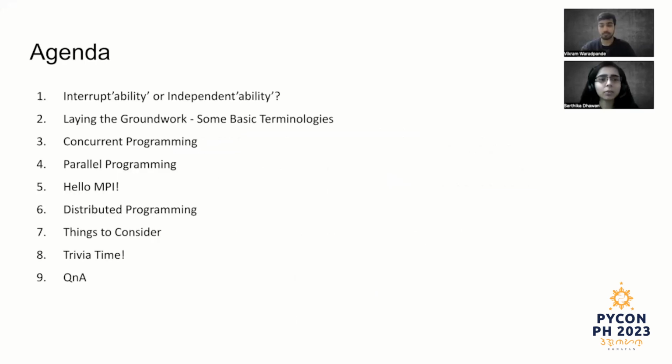Now, let's talk about the agenda. We will start with a quick discussion on the key differences between concurrent and parallel programming, followed by a detailed discussion on the crux of our presentation, that is MPI, and how to use it in Python. We will also discuss MPI for both parallel and distributed programming along with some examples. And then a quick glance at things to consider while writing parallel code and what mistakes to avoid will give us an overview of the best practices to follow.